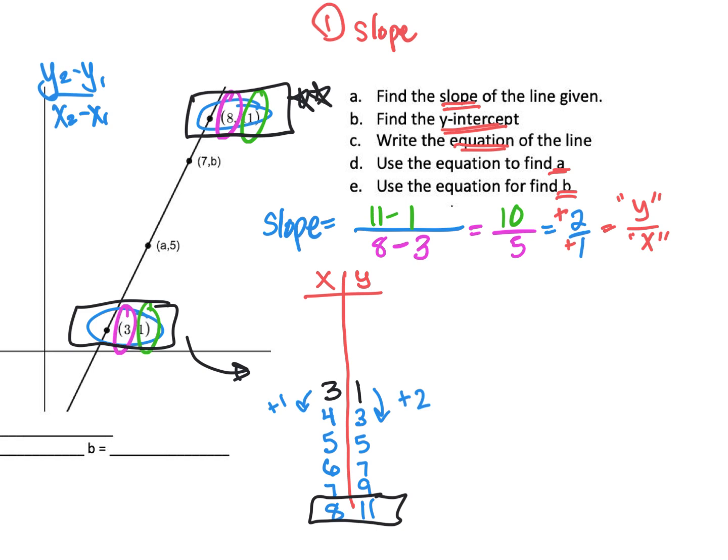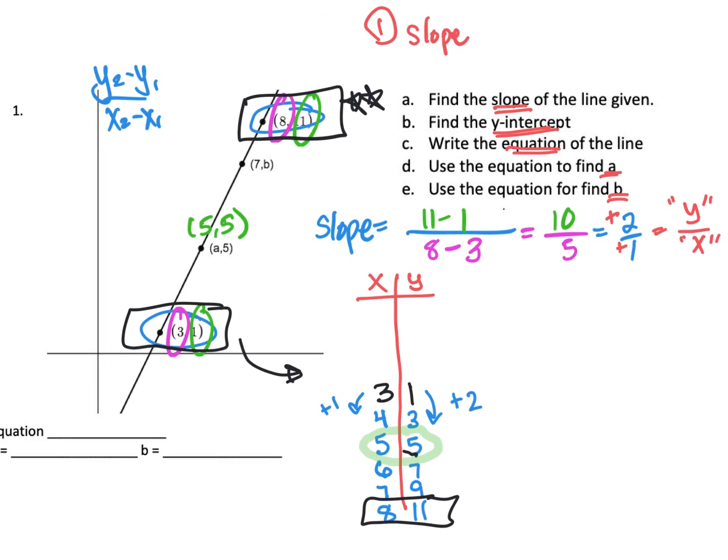Okay? So now notice how we have missing pieces. So we have a comma 5 and 7 comma b. We want to fill in these missing pieces here. Notice how we have 5 in our y piece of information here. So this point is 5 comma 5. So a is going to be 5.